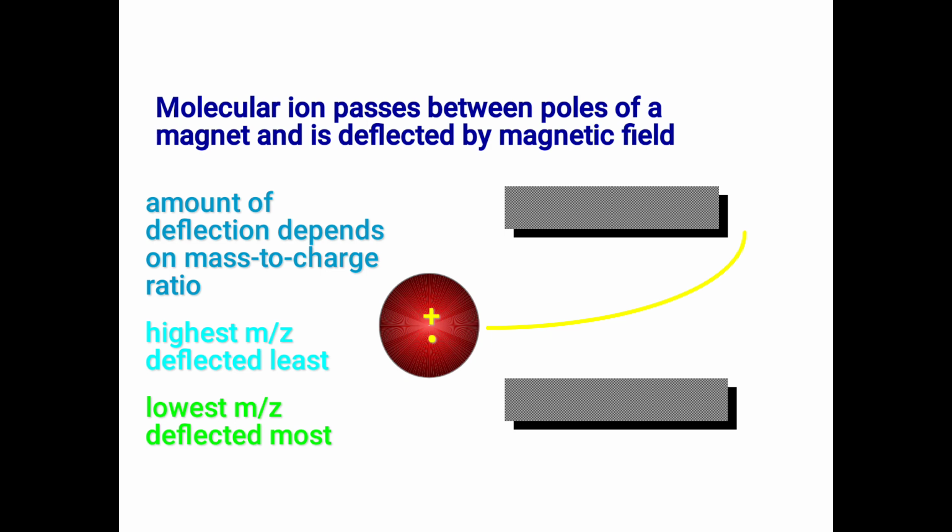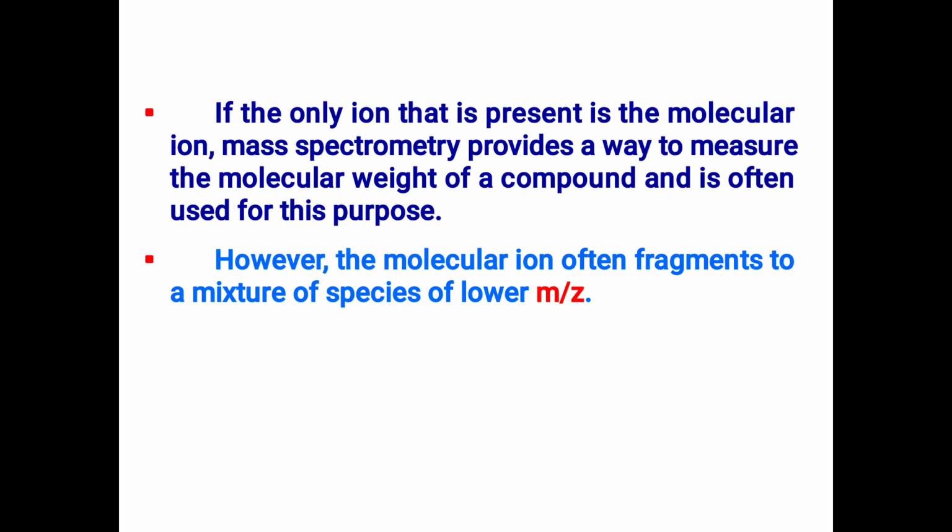The molecular ion passes between the poles of a magnet and is deflected by the magnetic field. The amount of deflection depends on the mass to charge ratio. The highest m/z is deflected least, and the lowest m/z is deflected most. If only the molecular ion is present, mass spectroscopy provides a way to measure the molecular weight of the compound and is often used for this purpose.